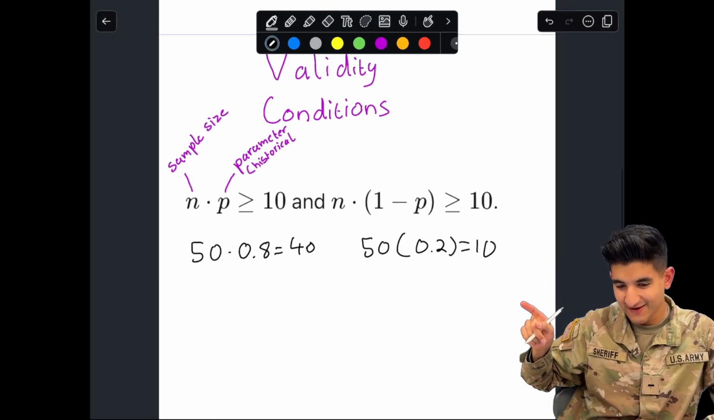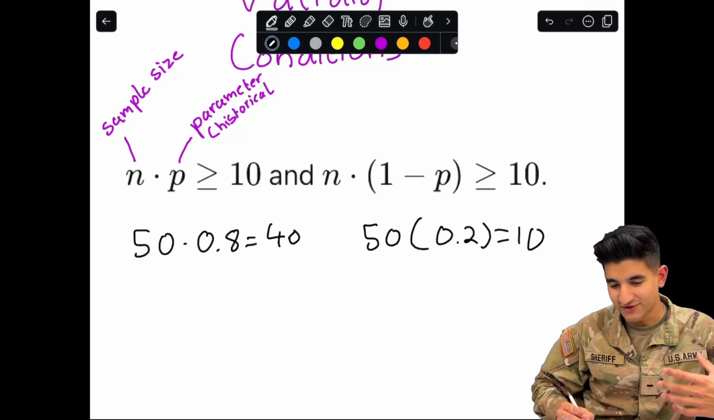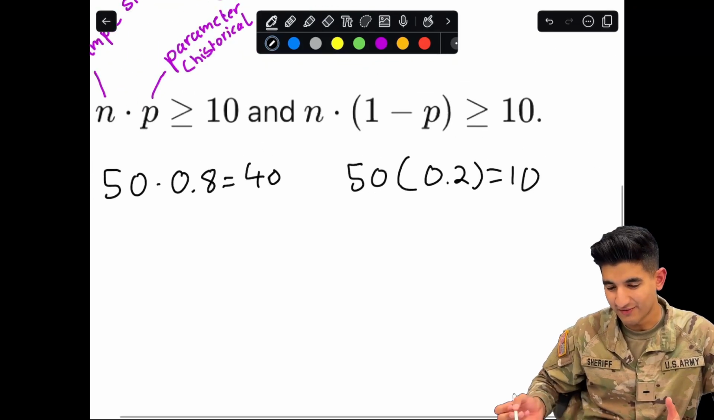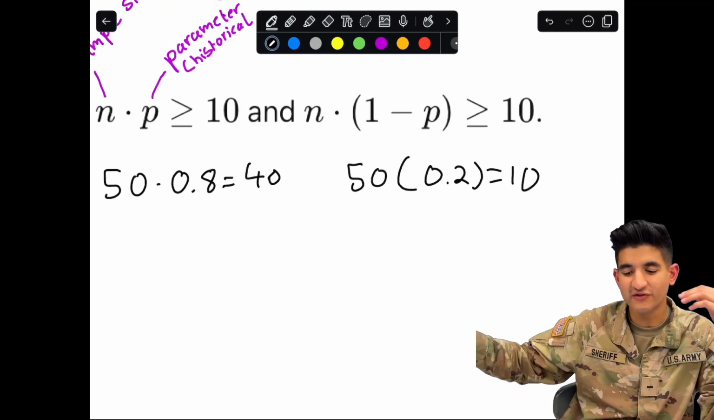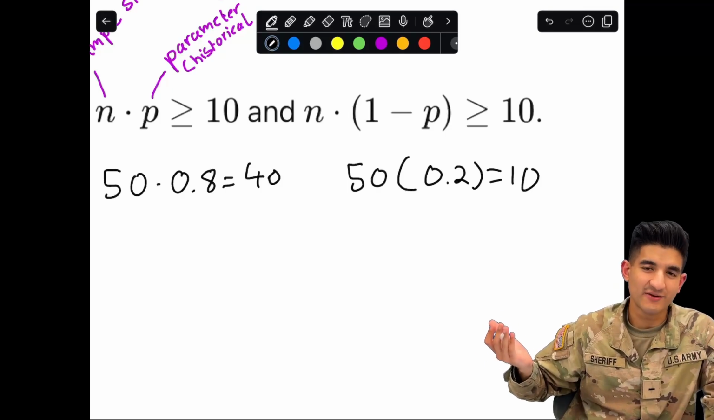Let's go with that. So what it means is if we accepted the historical proportion to be true, we'd expect that we get 40 cadets who go to the gym and then 10 who don't. So it's greater than 10 for each, and that means we can use the z-test. If it's under, we can't use the z-test.